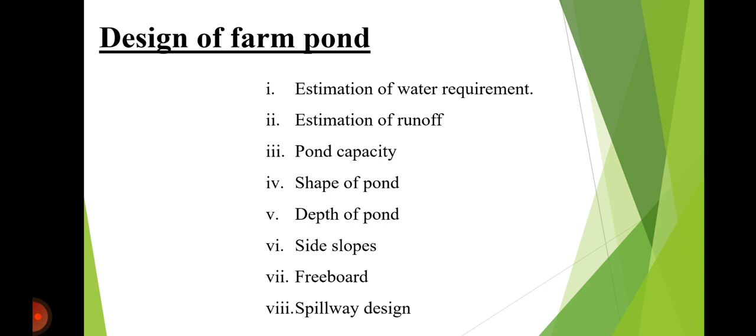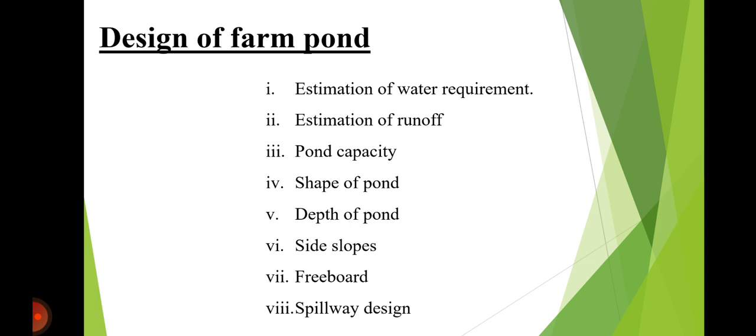Now let's look at some of the factors affecting the design of the farm pond. I will give it in a short note. First is rainfall characteristics. It covers the amount, intensity and the distribution of the rainfall. The second is catchment characteristics. It covers the catchment area size, the land slope and vegetation cover, and the soil type and the runoff potential.